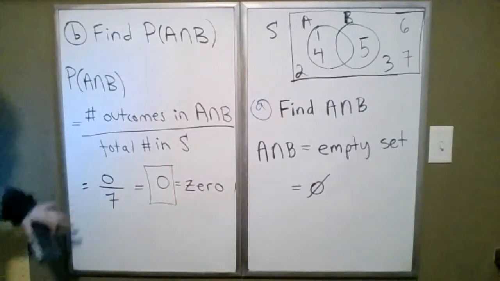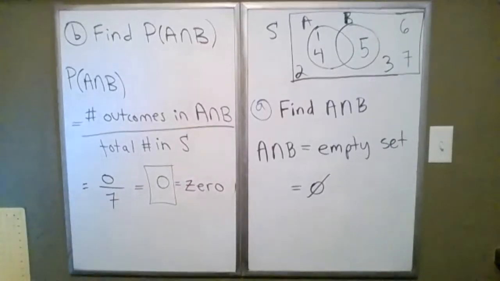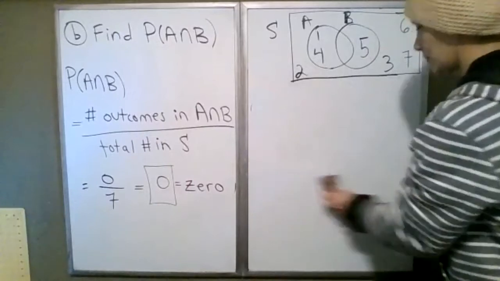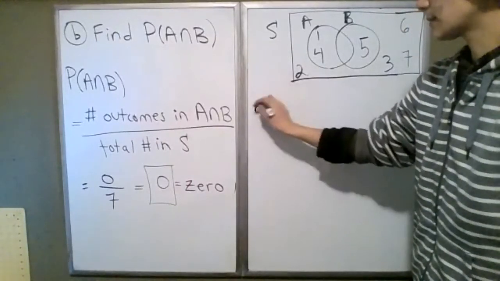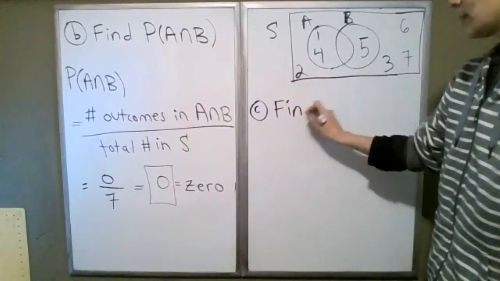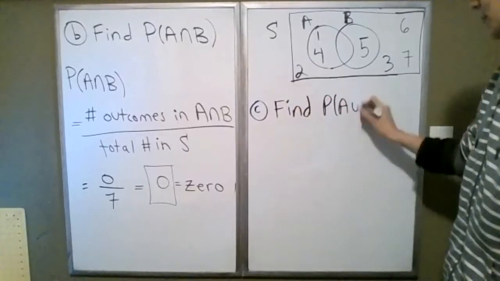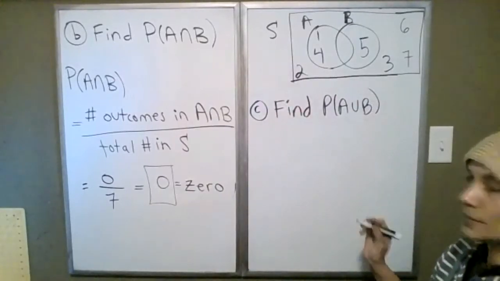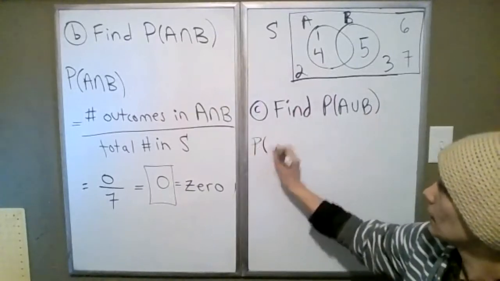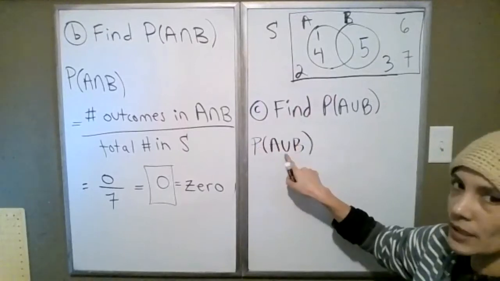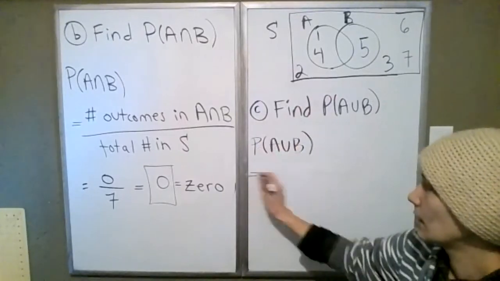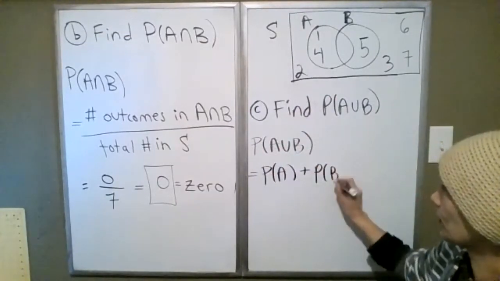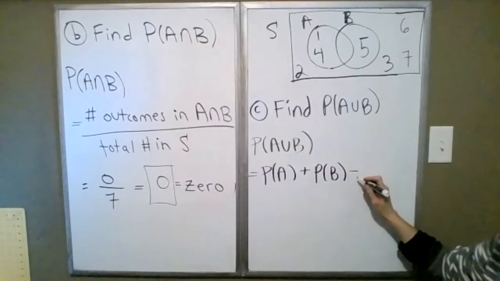All right, find the probability of A union B. This time, I am going to use a rule. It's the general addition rule. If it's a union, then you can write this as the probability of A add the probability of B. Then you have to subtract the probability of A intersect B.